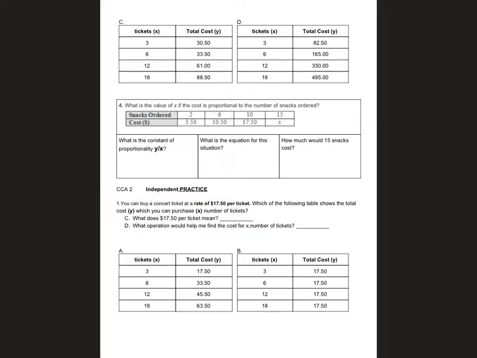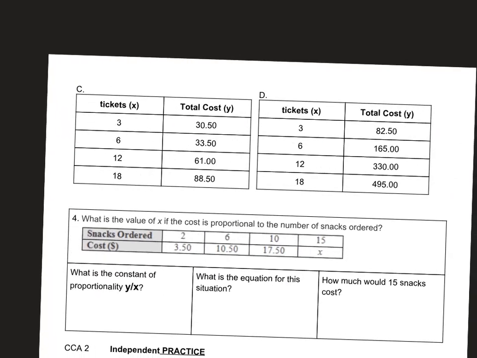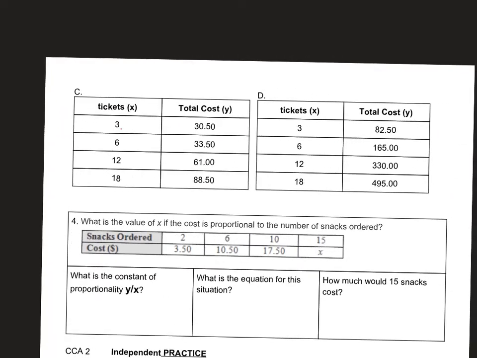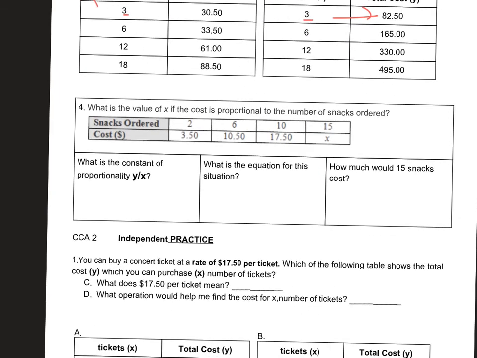Let's go look at the tables that go along with this problem. So now here they gave me in table C, again, 3 tickets, and they're telling me $30.50. 3 tickets, $82.50. Well, only one of them can be correct. So I'm going to go ahead and do what my equation tells me to do. My operation is, well, take the $27.50 and multiply it by 3. Only one of these tables can be correct. So that gives me $82.50. So to me, the only table that can be correct has to be this one. This would be incorrect. Okay, let's go ahead and look at problem number 4.